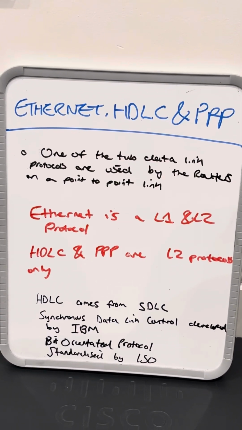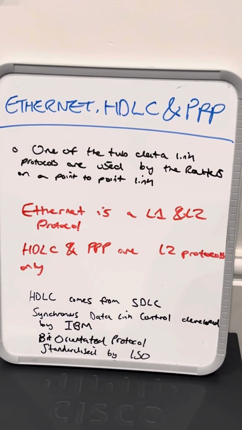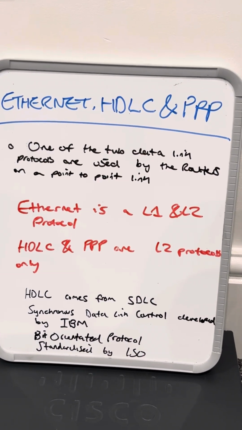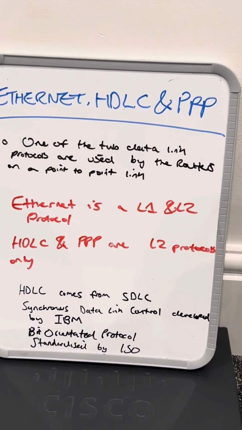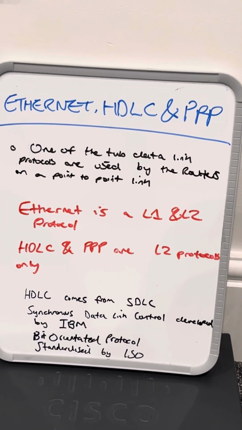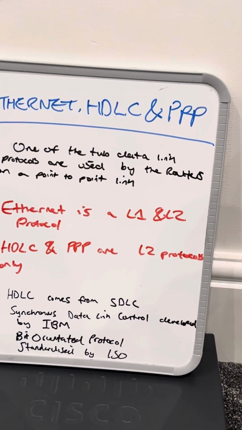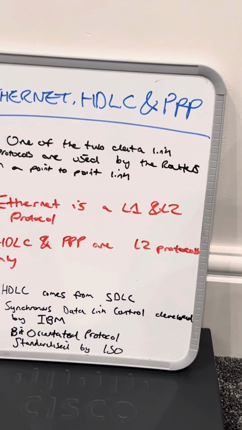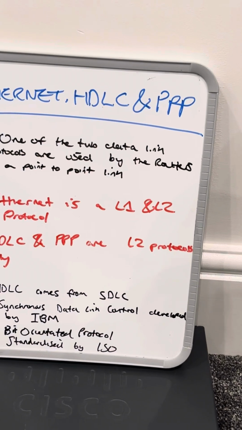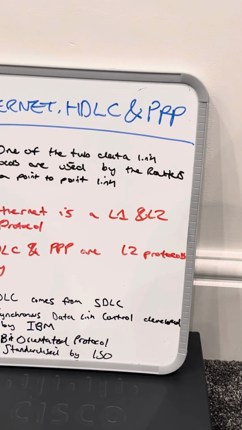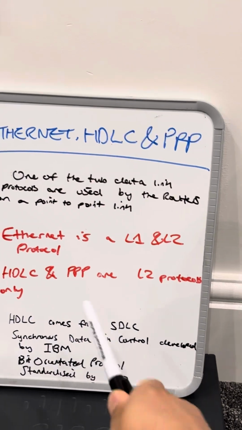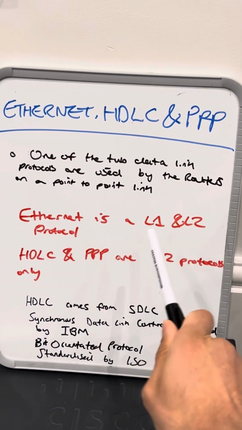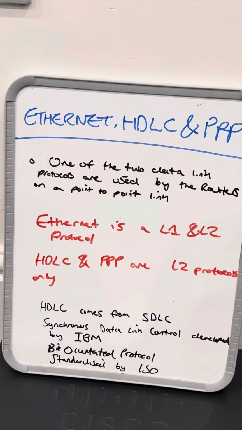Okay, so HDLC and PPP firstly, these are two data link protocols that are used by the routers on a point-to-point link. The link itself doesn't specify the protocol that you use. The leased line doesn't. The routers will specify which protocol is going to be used, HDLC or PPP. Very similar protocols. They're both layer 2 protocols. Ethernet is a layer 1 and layer 2 protocol.